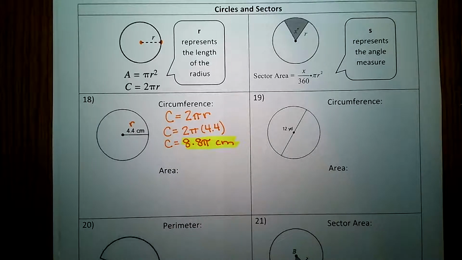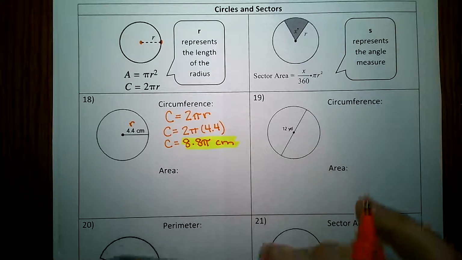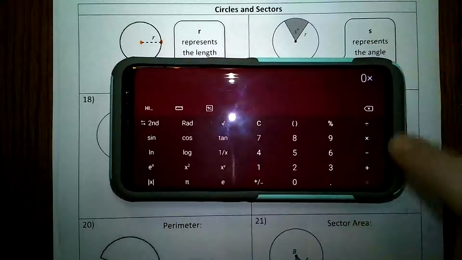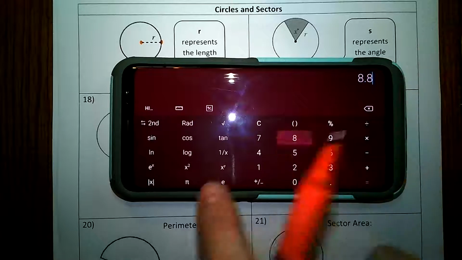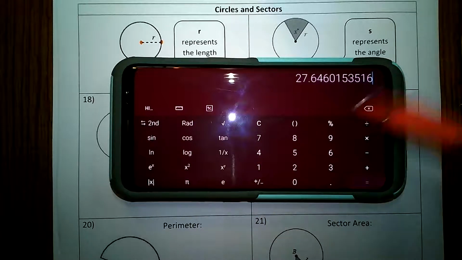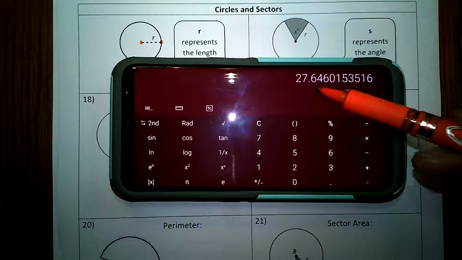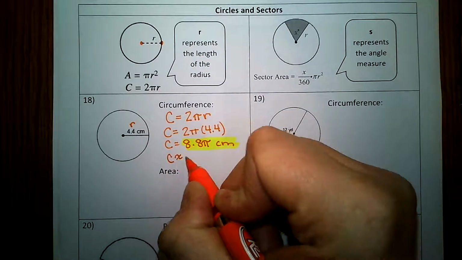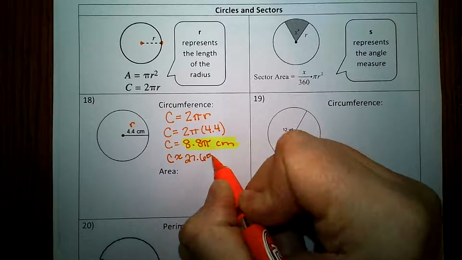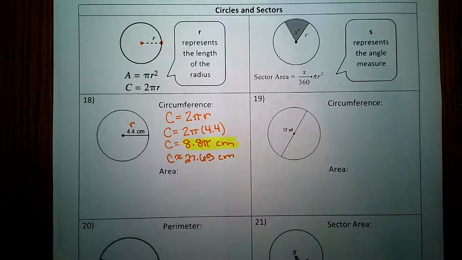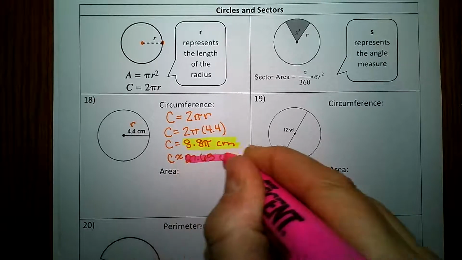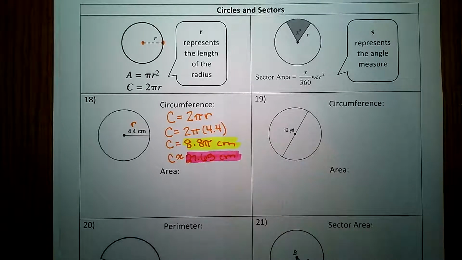If I want to round it to a decimal, I can just use the pi button in my calculator here. So I've got 8.8 times pi. 8.8 times pi is 27.646, so 27.65. So there are two different answers here. We've got the exact value at 8.8 pi, and then what we have is called the rounded value of 27.65. Both are good answers.